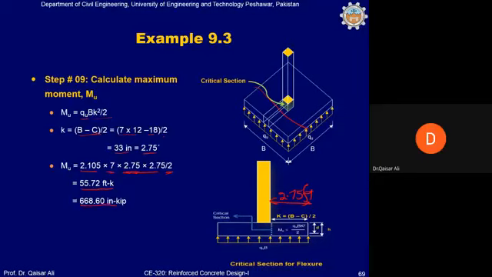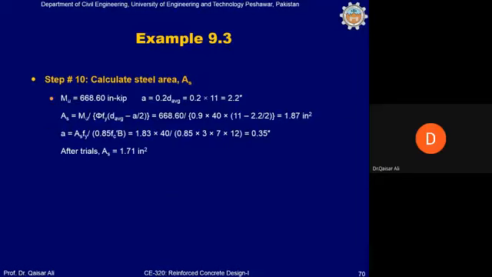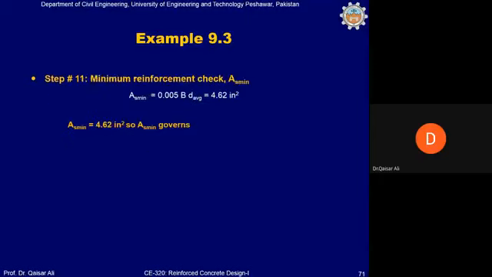You can convert this into inch kip like this. Then by trial and success, you can calculate AS. If small a is assumed equal to 2.2 inch and the trials are done, then the AS comes out to 1.71 square inch. But we will then check against the minimum reinforcement, which is 0.005 B D average, which is much higher than the reinforcement required. We will use this one, minimum reinforcement.